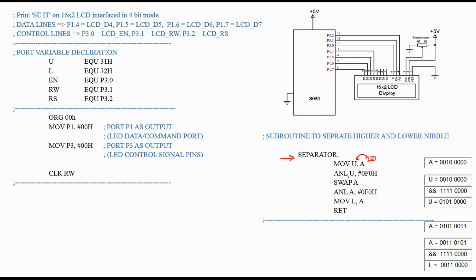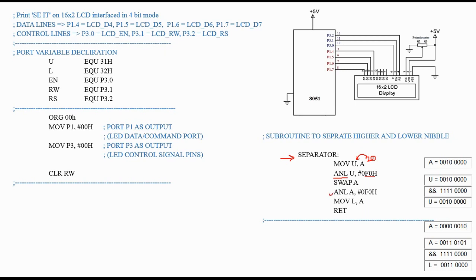Then the ANL command ANDs the content of U with F0. We have appended this extra 0. In this way the content of U will get ANDed with F0, and the content of U will become 0010 0000, which is 20, right? Then next is swap the content of the accumulator. The higher nibble will go to the lower nibble and the lower nibble will go to the higher nibble. So the content of the accumulator will become something like this, that is 02.